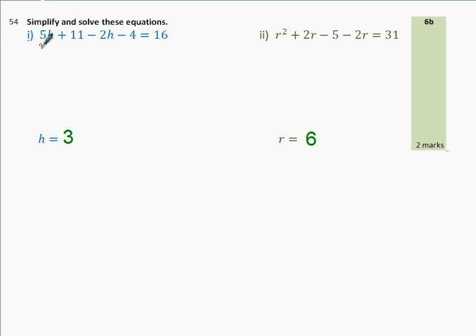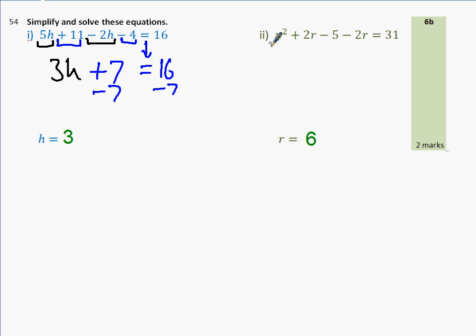Simplify and solve these equations. So get the h's together. 5h take away 2h gives you 3h. Get the constants together, the add 11 and the take away 4. That gives you add 7. And it all equals 16, remember? So then you go ahead and solve it by taking away 7 from both sides, and that eventually works out to be h equals 3.